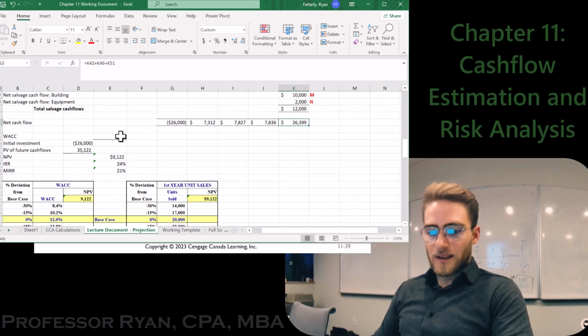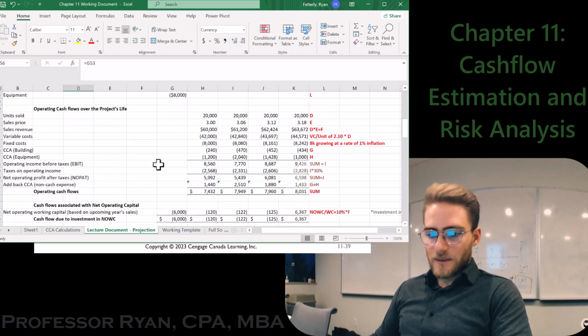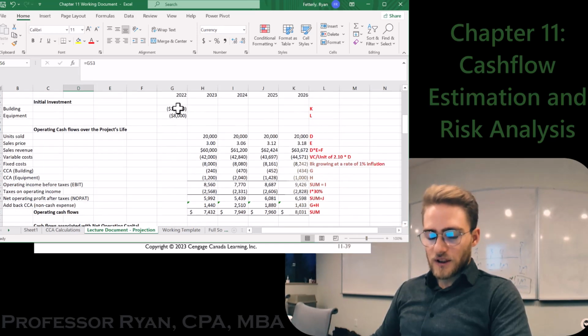So say it tells us our weighted average cost of capital is 12%, right? And this is directly referenced from above. So our initial investment was that 26 million. So it was the 12 million plus the $8 million, right?